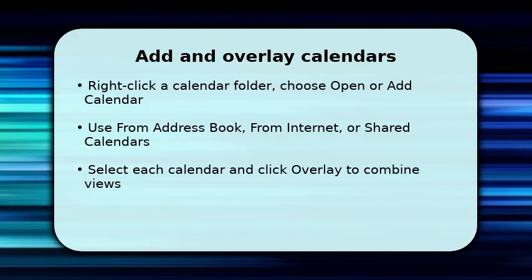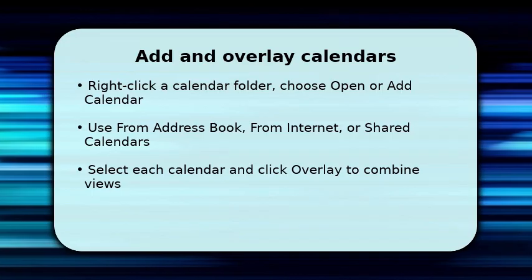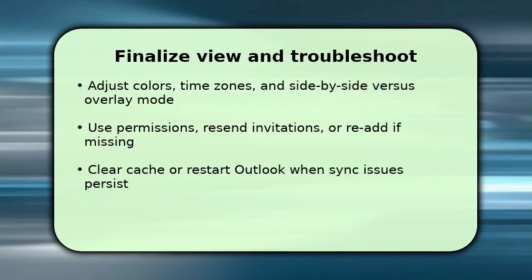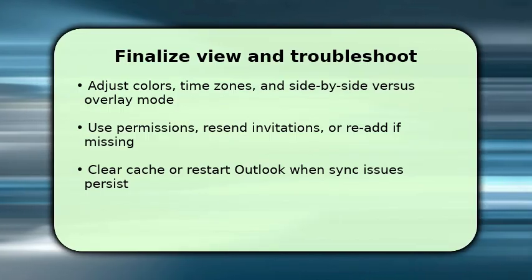Once visible, click the arrow or overlay button to stack calendars into a single combined view. This helps you compare schedules instantly. Make sure color coding is distinct so events don't blend together. To finish, tweak display options. Set calendar colors, confirm time zone settings, and switch between side-by-side and overlay modes depending on clarity needs.